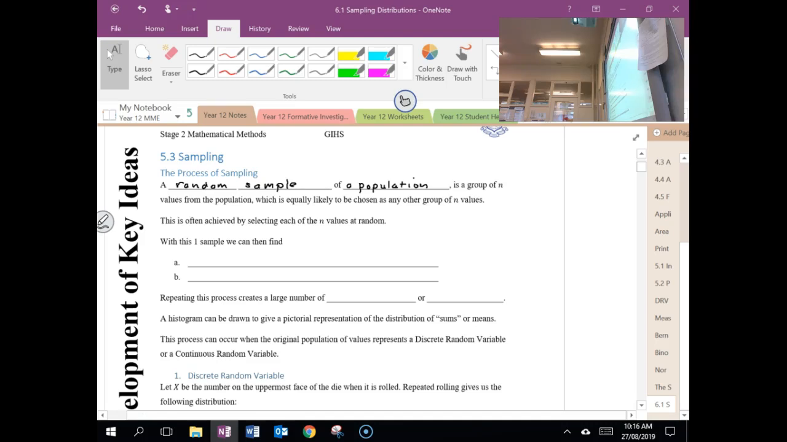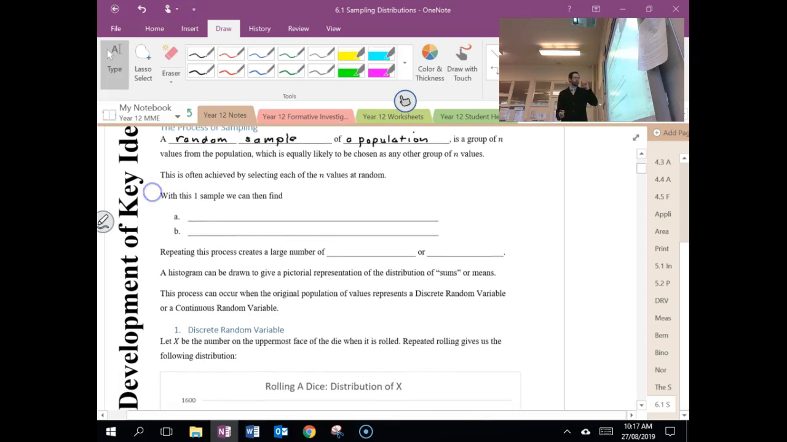In other words, it's got just as much chance of being that group of n things as any other group of n things. So, it's often achieved by selecting each of the n values at random. So if I want a random sample of 5 of you, then I just got to make sure that each one I choose to be my 5 is a random selection.